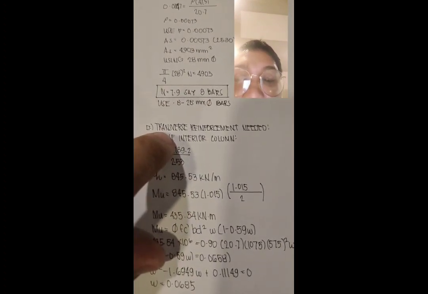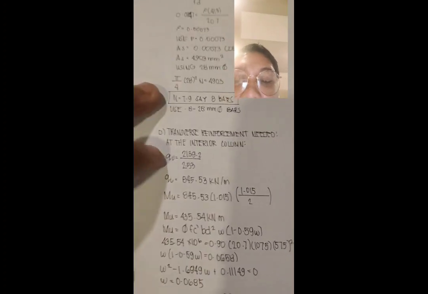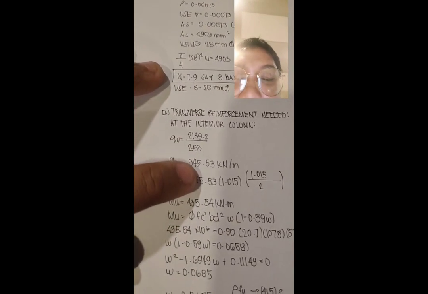Ngayon for D, transverse reinforcement needed at the interior column. So, we have here the QU 2139.2 all over 2.53.